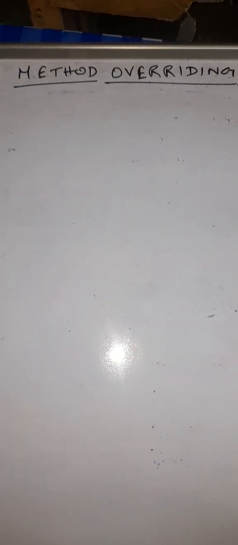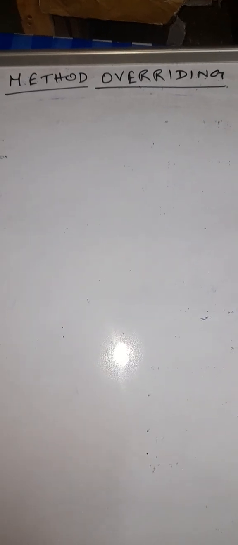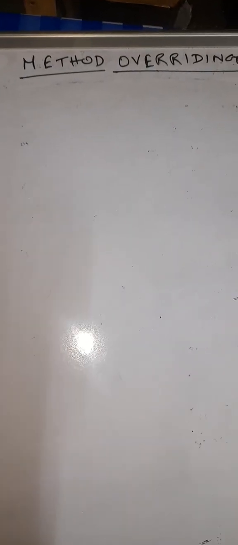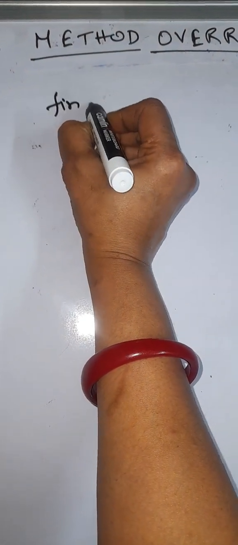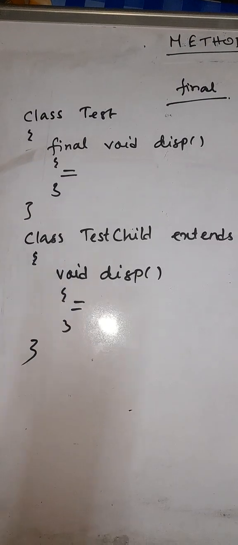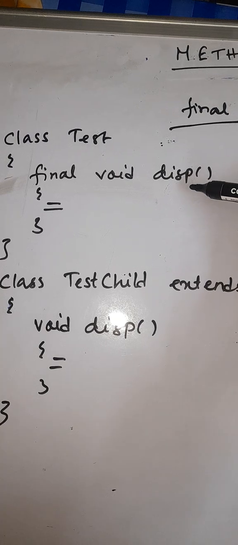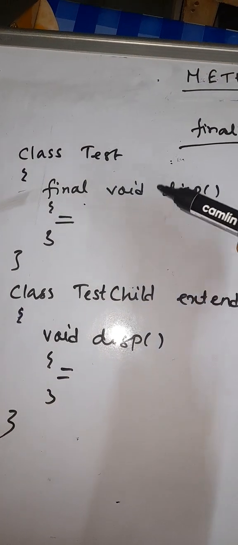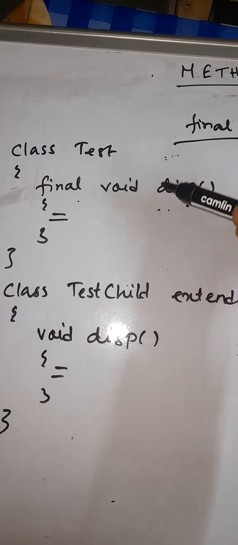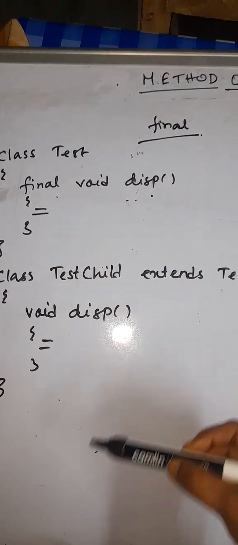So next part of method overriding, today I will start. The first rule: if in the super class you declare a method as final, how is it? Say this one is the base class. Within the base class I have one instance method which I declared as final. If you override this method in your child class, then it will generate an error.